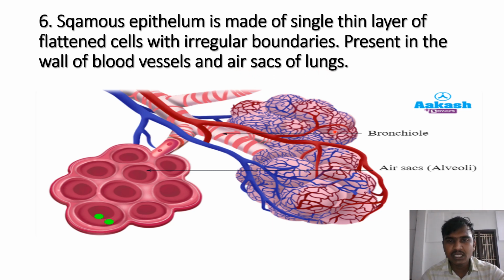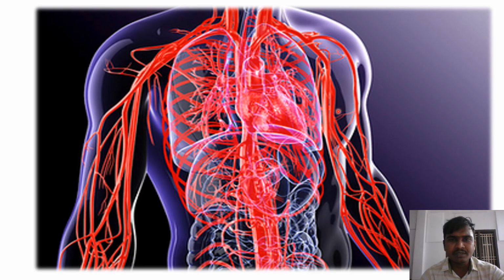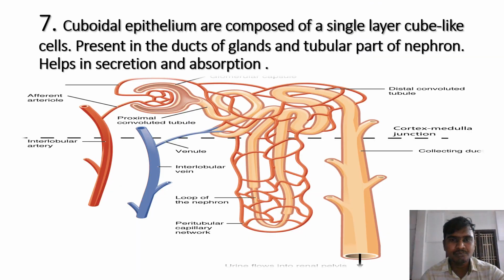These are the air sacs in the lungs. Carbon dioxide, oxygen, and nitrogen enter these air sacs through the bronchioles. And next are the blood vessels. These are the blood vessels present in our human body.